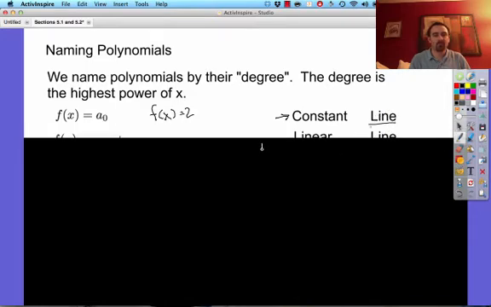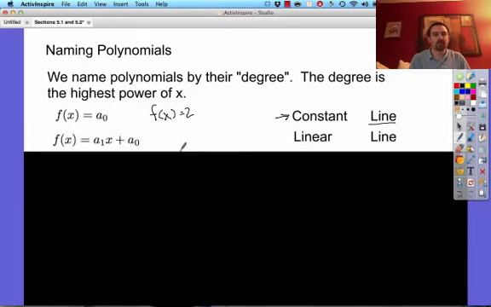The next one, you've seen these before. f of x equals a number times x plus or minus another number. This is what we're used to seeing, a linear function, and the shape is again also a line. So both of these have lines. The only difference here is this is a horizontal line, this is a non-horizontal line.